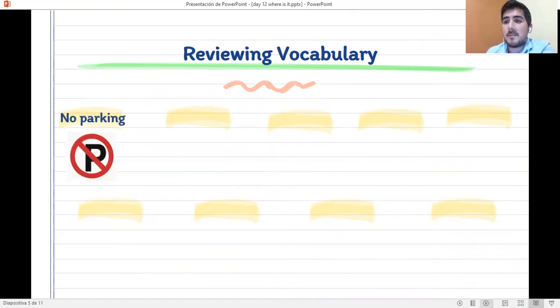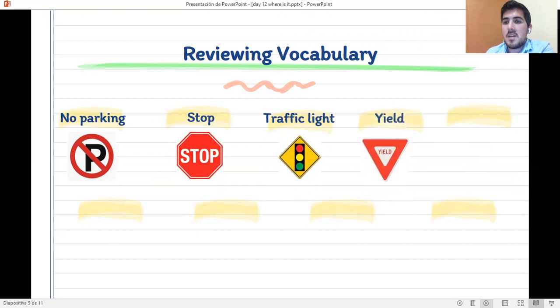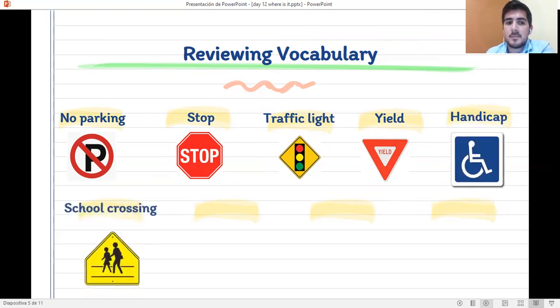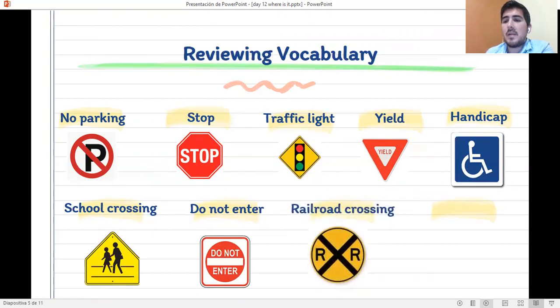No parking. Stop. Traffic light. Yield. Handicap. School crossing. Do not enter. Railroad crossing. One way.